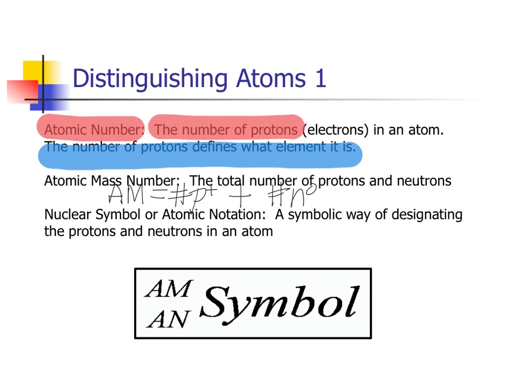Now the nuclear symbol, or atomic notation, is a way of showing different ones, because the number of neutrons can actually change. It's something that we'll talk about a little bit. It's called isotopes. Isotopes are atoms of the same element that have a different number of neutrons. And atomic notation is a different way of doing that.